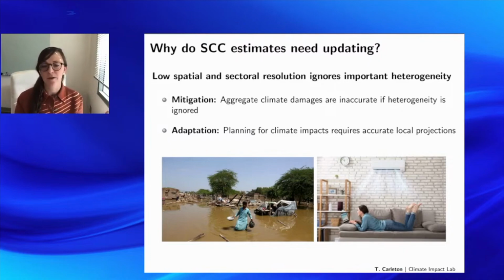There's sort of no better example of the importance of these heterogeneities than last summer's devastating floods in Pakistan. You're seeing a picture of that on the left, that were happening at the same time as we were getting a heat wave across the United States. The human welfare implications of these two events, both of which are driven by the global process of climate change, are obviously very, very different. So part of what we want to do is capture those differences as well as get the overall SCC number right.